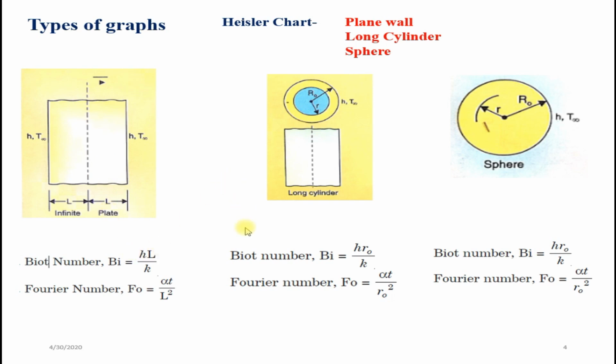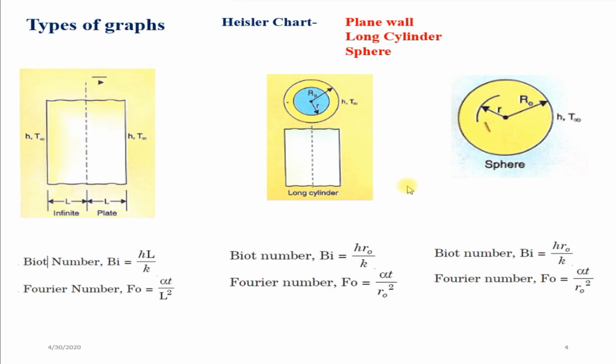Remember, for the infinite long cylinder, the Biot number Bi is equal to hR0 by k and the Fourier number Fo is alpha t by R0 square. For the sphere, the Biot number is hR0 by k and the Fourier number Fo is equal to alpha t by R0 square. Here, one important point you have to observe.